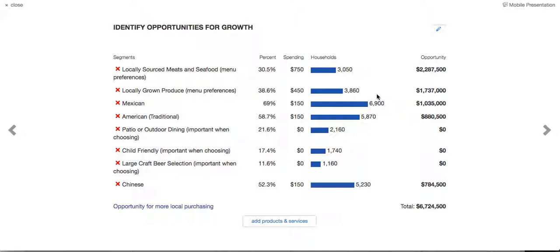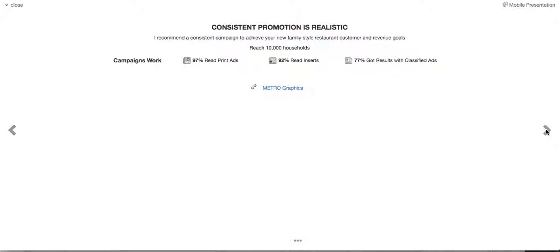So what do you think is the most important opportunity where you can get more business? I think it's the patio and outdoor dining. Great. You've just found a solution for that business. Okay, now we'll go to the next part. I would suggest a consistent campaign. Okay? That will get you the awareness through repetition so people will remember that you've got a patio and outdoor area. That sounds like a great idea.